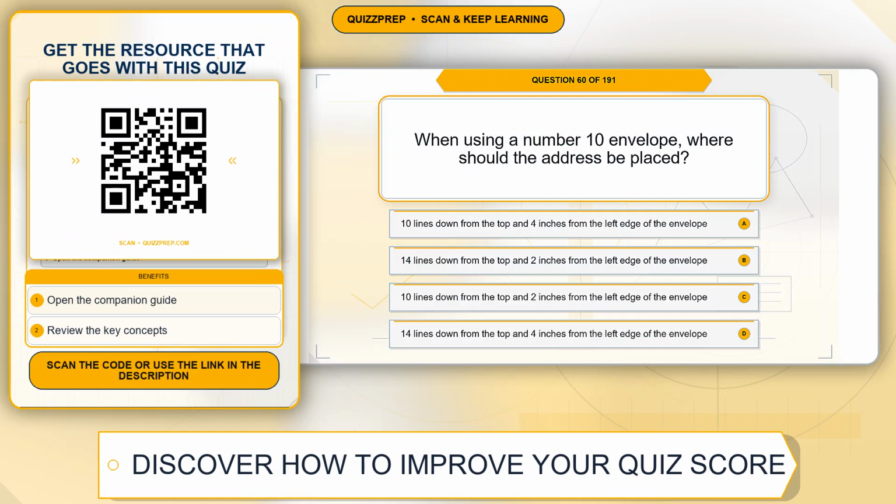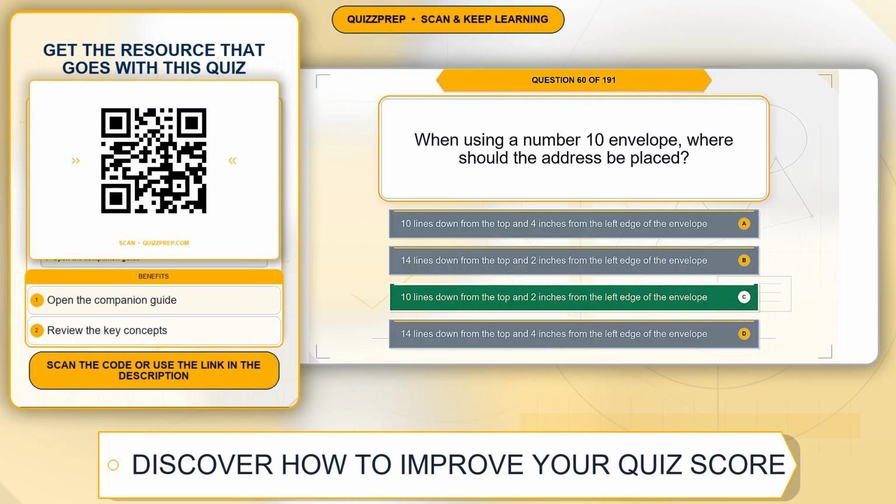Question 60. When using a number 10 envelope, where should the address be placed? Option A, 10 lines down from the top and 4 inches from the left edge of the envelope. Option B, 14 lines down from the top and 2 inches from the left edge of the envelope. Option C, 10 lines down from the top and 2 inches from the left edge of the envelope. Option D, 14 lines down from the top and 4 inches from the left edge of the envelope.